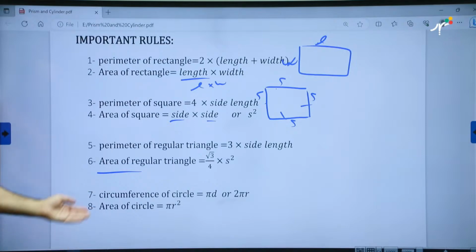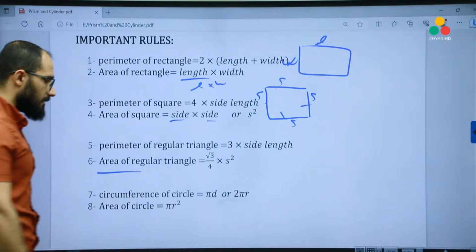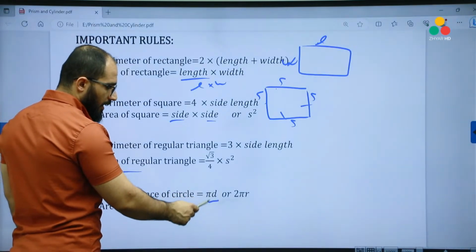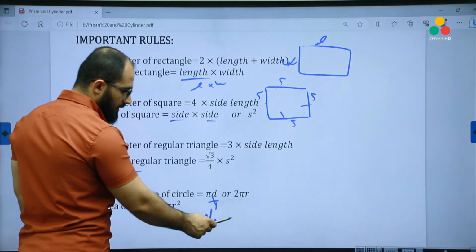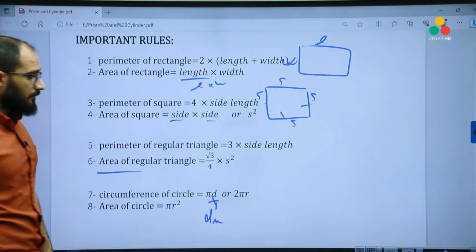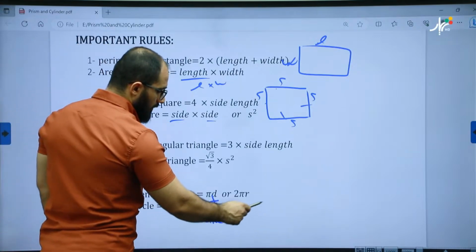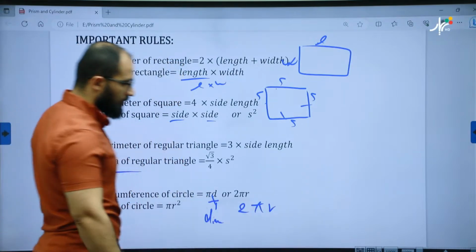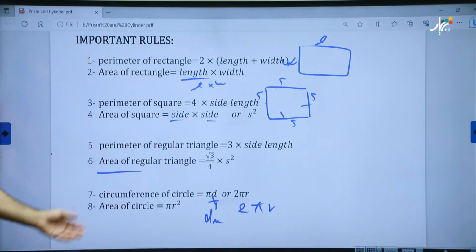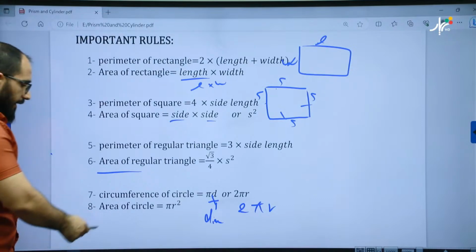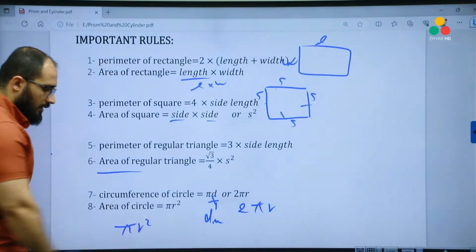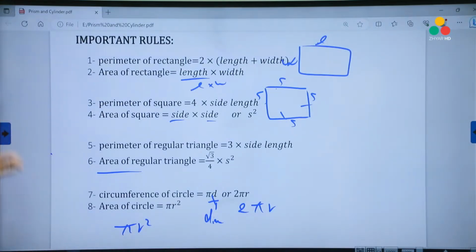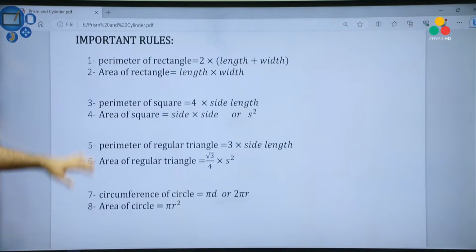And the circumference of a circle is pi d. Pi is 3.14, d is diameter. This is the circumference. Or you can say 2 times pi times r, the circumference of circle. And the last one, area of circle. Area of circle is pi r square. It is pi r square. So these rules are very important. You have to know them.